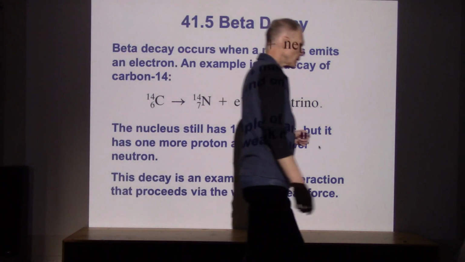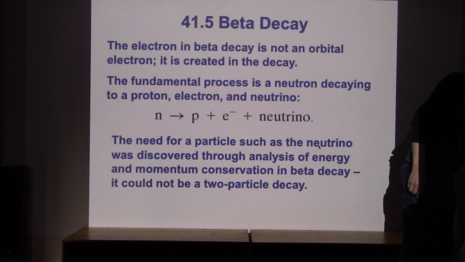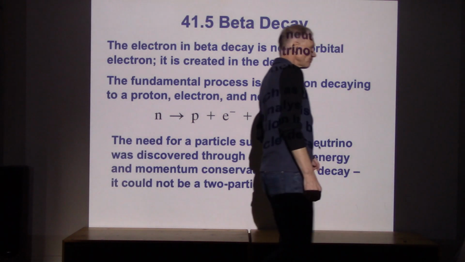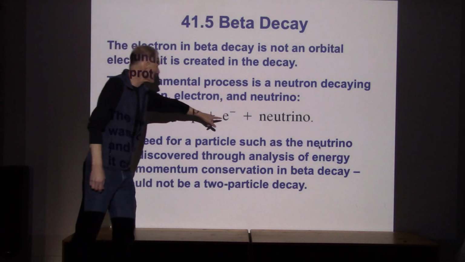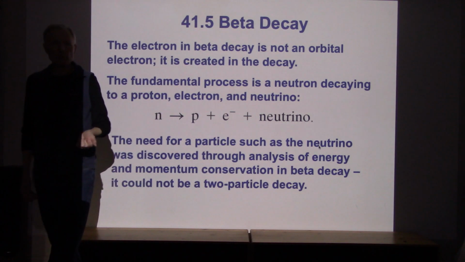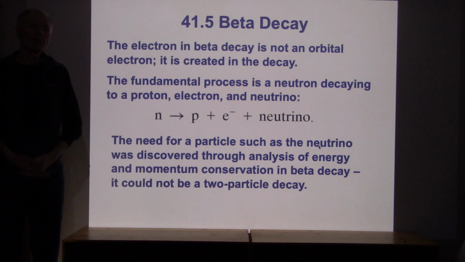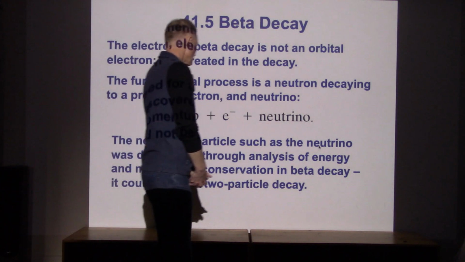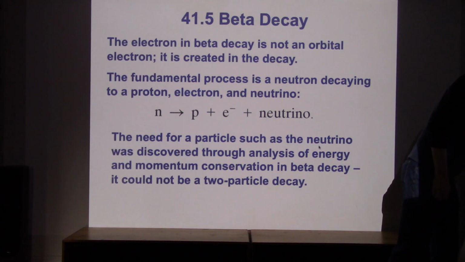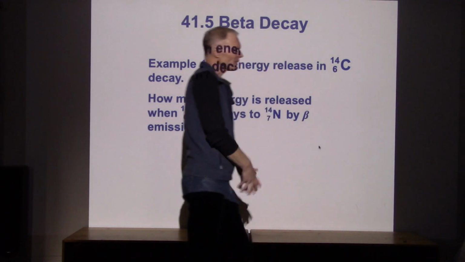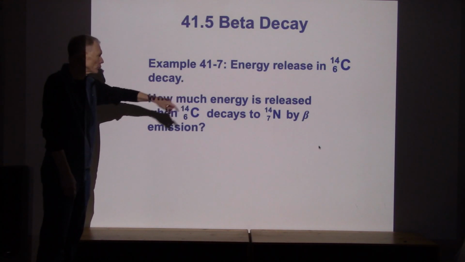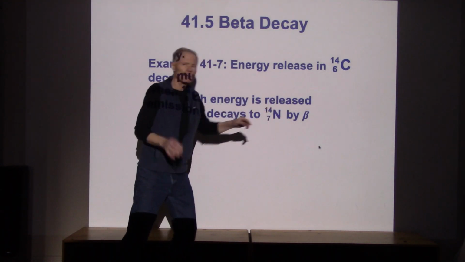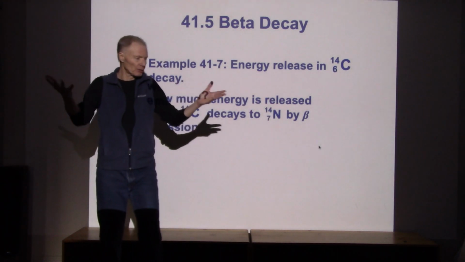Let's take a closer look at this. Now, what it's saying here is that the electron that's produced here, that's not an orbital electron. That's a new electron that's being generated. It didn't exist until the decay itself took place. So here's the example. Let's go ahead and outline this. So here's the carbon-14. It's decaying into nitrogen-14, and it's calling it beta emission or beta decay.